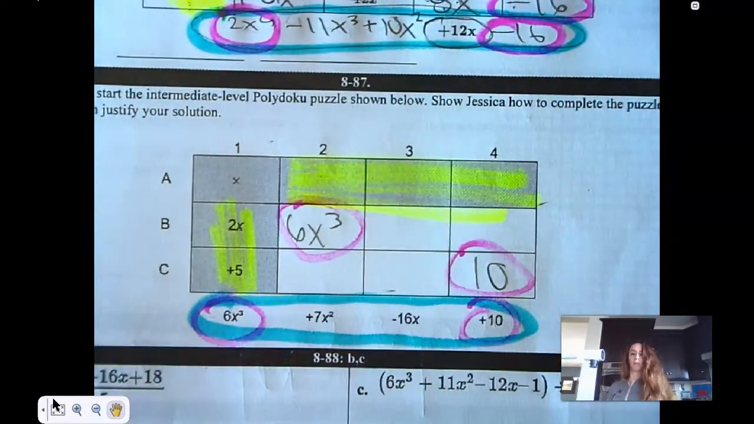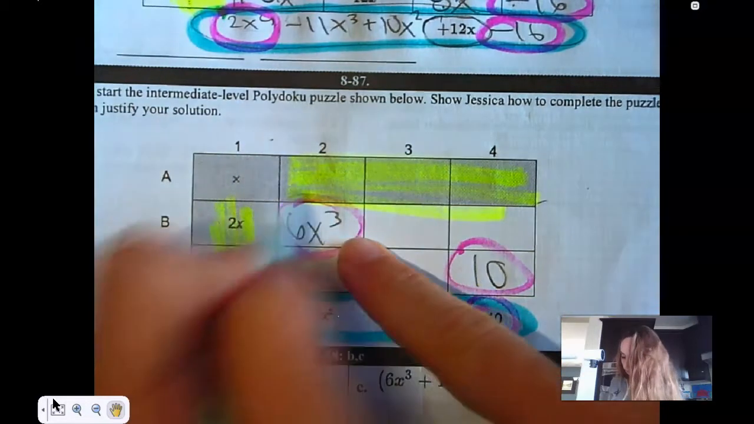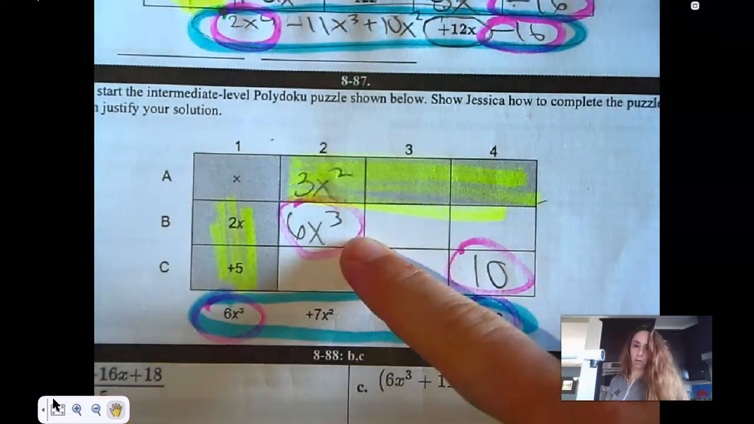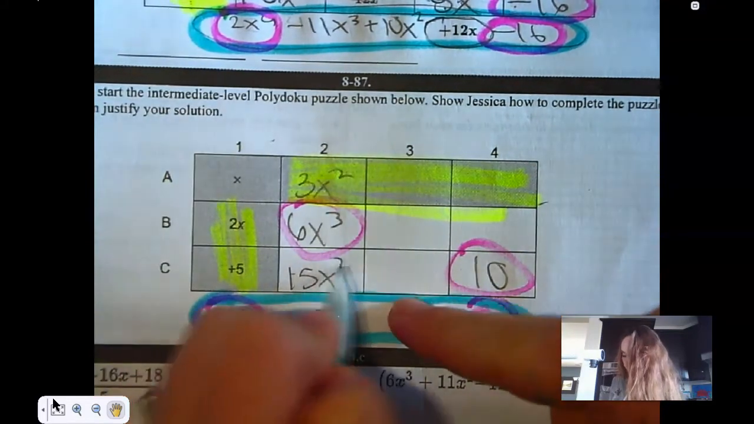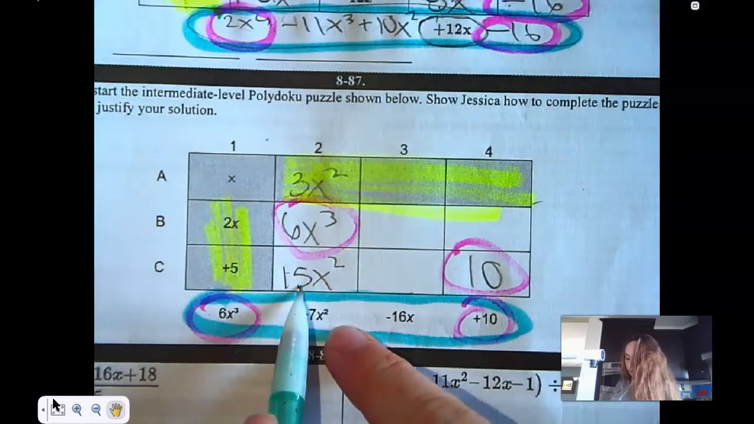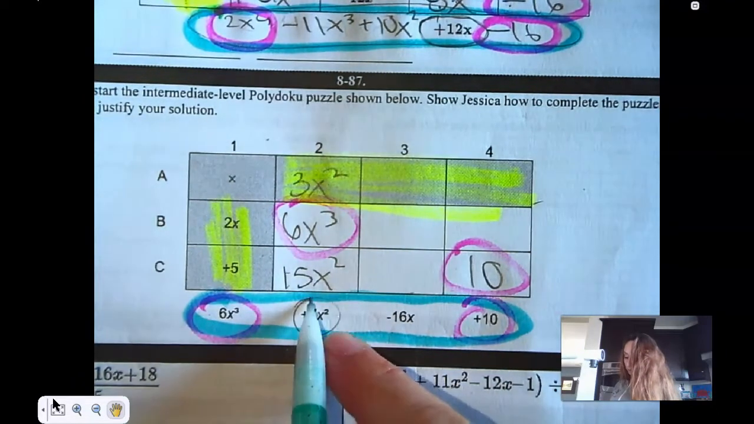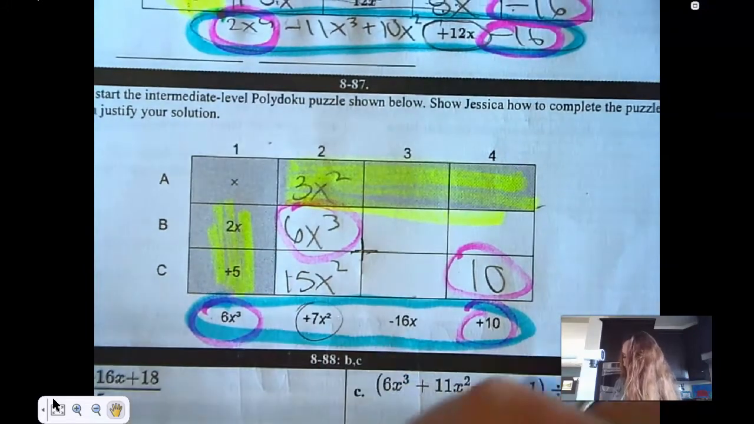So now I've got to fill in everything. I've got to go what times what gives me this, 3x squared. And now I can multiply this, 15x squared. So now how am I going to do the rest? Well, look, see how this is 15x squared? But my answer has a 7. What can I add to get 7?